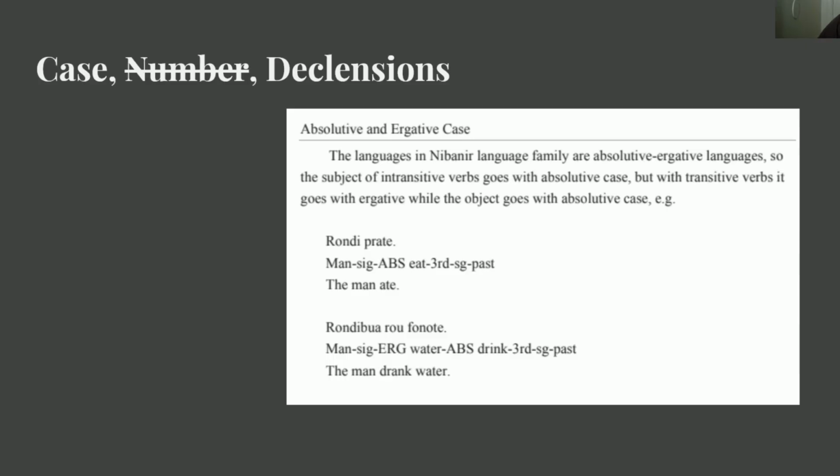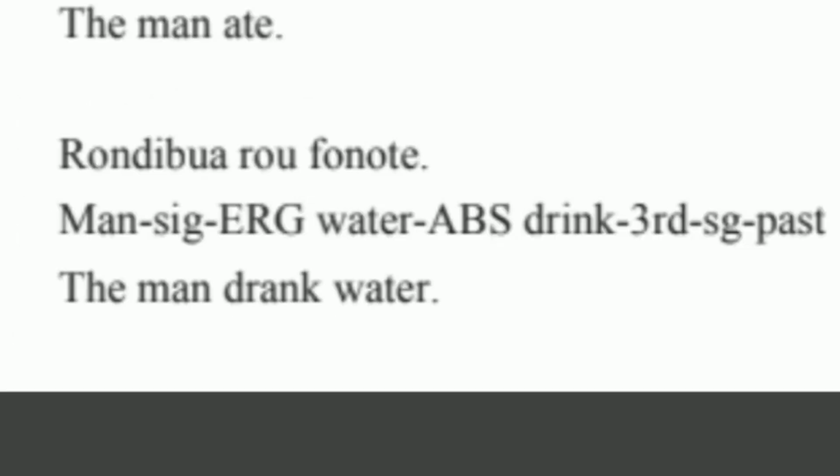So we have absolutive and ergative. The subject of the intransitive verb goes with the absolutive case. With the transitive verb, it goes with the ergative, while the object goes with the absolutive case. So we have this example sentence here, rondi prate, which means man, singular, absolutive. The verb is prate, eat, third, singular in the past. The man ate. Then we have the sentence below it, rondi bois ro fonote, which is man, singular, ergative, water, absolutive, drink, third, singular past, which means the man drank water.